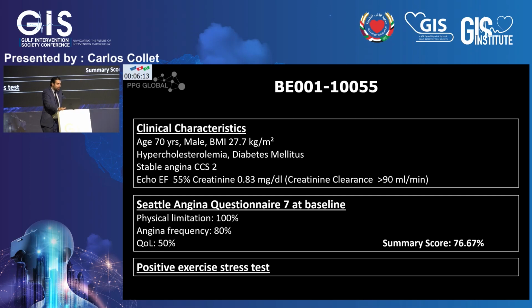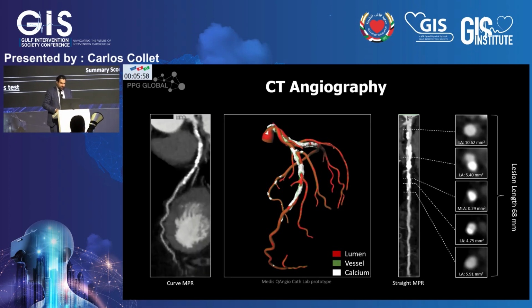So we're going to do a second case, and this case is quite interesting. We're going to shift now a little bit to OCT, and you're going to be surprised by the images that we're going to show. We were. So let's go very quickly to the clinical characteristics. This is a 70-year-old male patient. You see the baseline characteristics on the screen: symptomatic, positive non-invasive test.